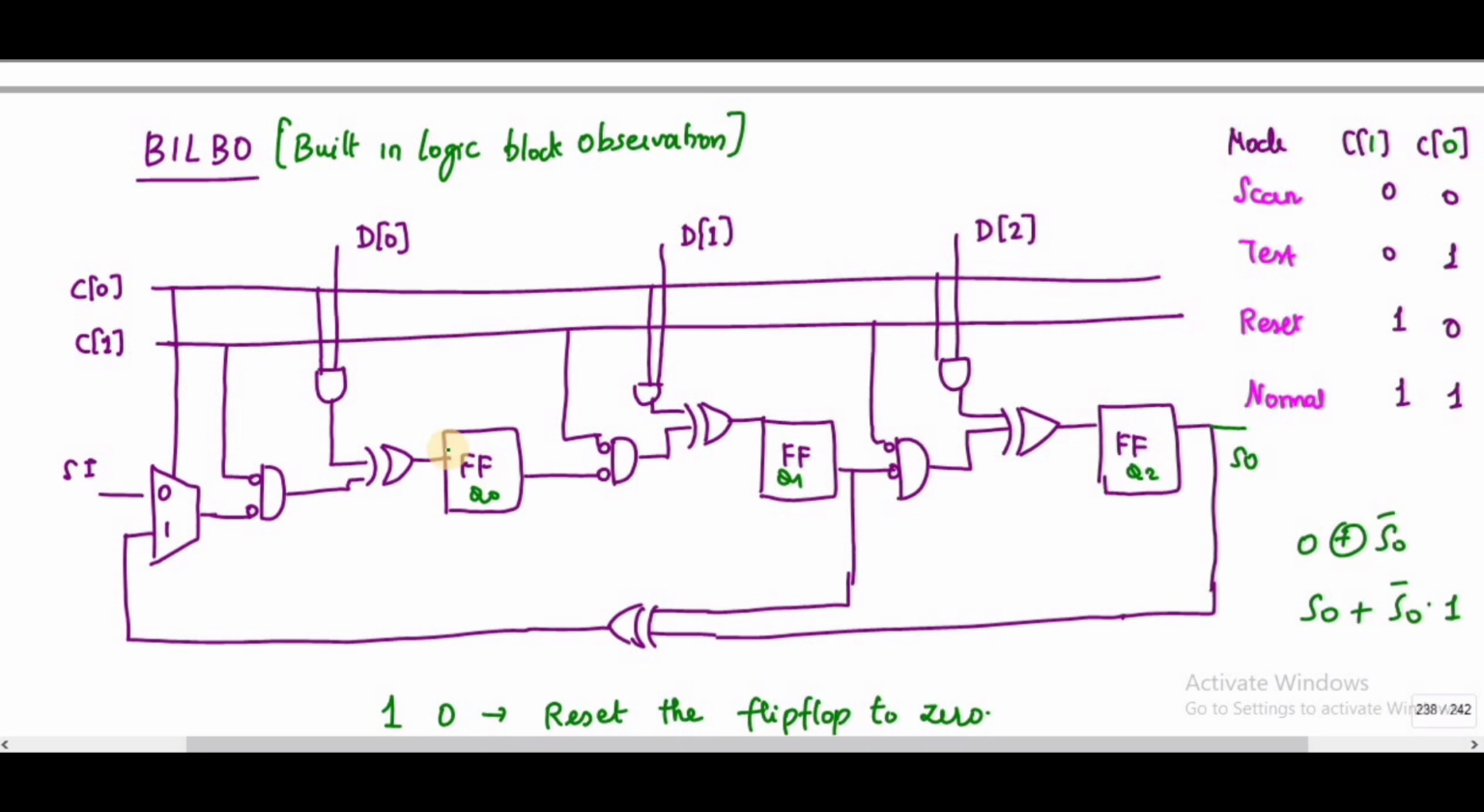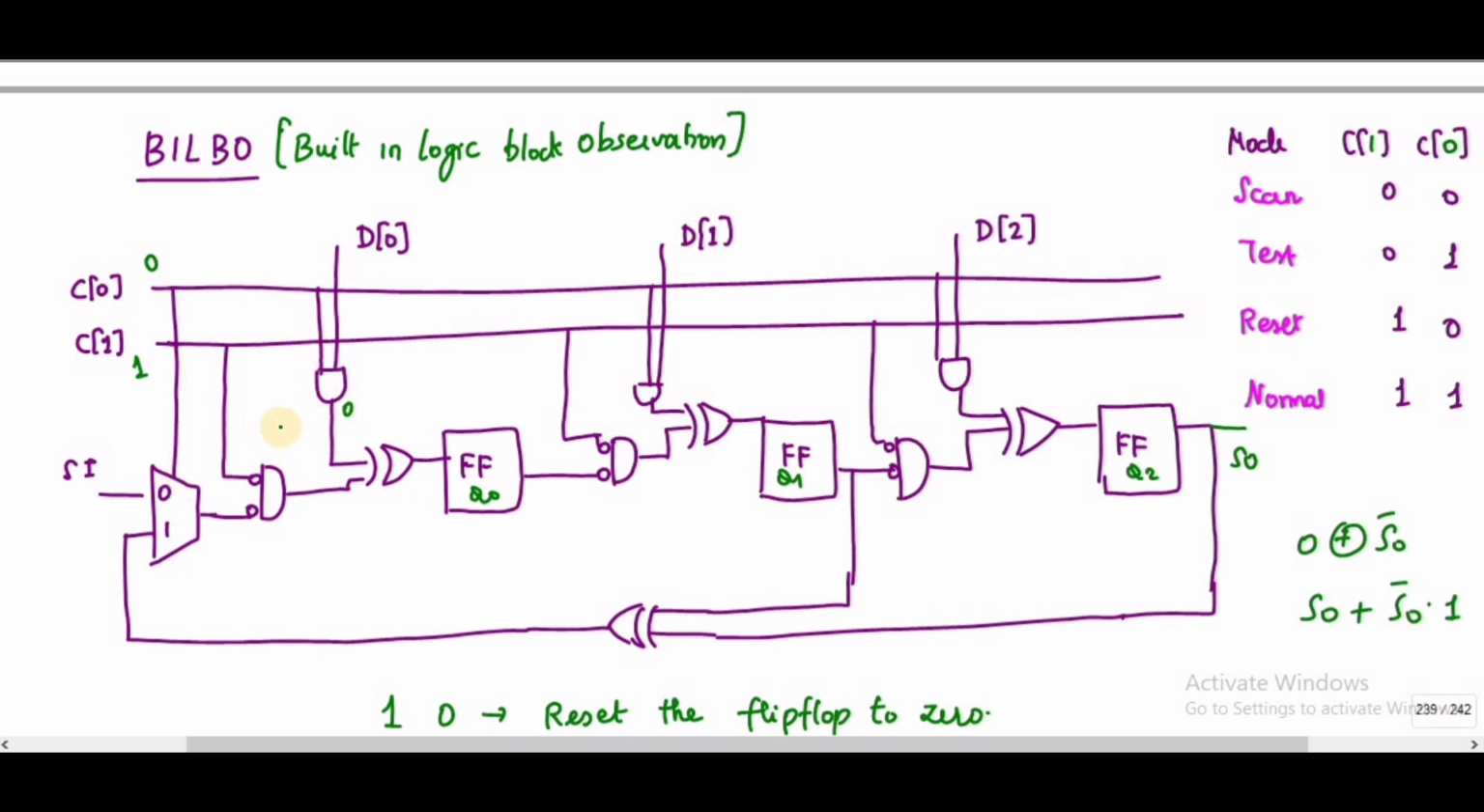That is, it can act as a PRPG, or it also acts as a signature analyzer, and for 10 it acts as a reset, and for 11 it will act as a normal mode. So if I give 0, it will be in the reset mode. Okay, so this is my first case. If I give 10, you can see this will be 0.